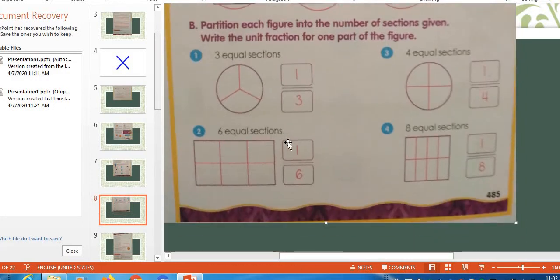6 equal sections, so I'm going to draw 3 lines, 2 vertically and 1 horizontally. So 1 over 6, a sixth. 8 equal parts, so 1 over 8.